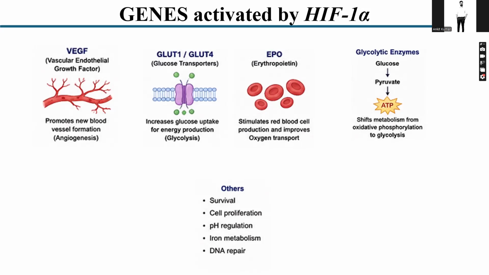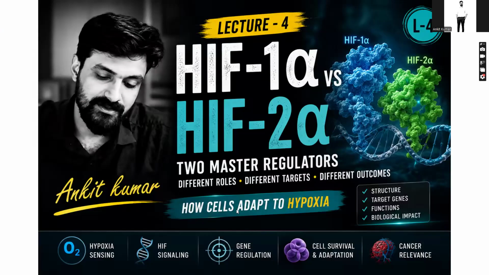So in the next lecture, we will understand why there are two master regulators for oxygen, like HIF-1 alpha and HIF-2 alpha. We see that there are two master regulators. So in the next lecture, we will answer why there are two master regulators, not only one master regulator, for the oxygen limited condition for the cells.